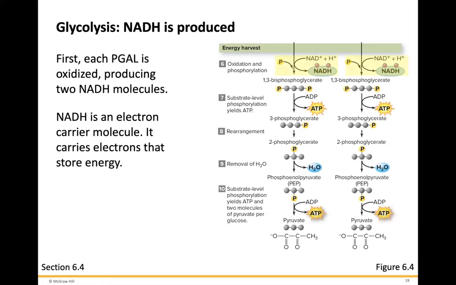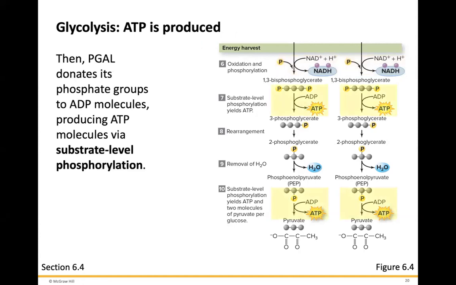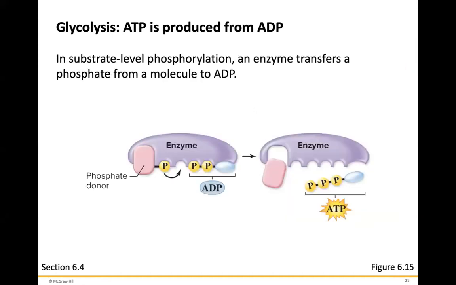During glycolysis, you also produce NADH. First, each pGal is oxidized, producing 2 NADH molecules. Now remember, NADH is an electron carrier molecule. It carries the electrons that store the energy. Then pGal donates its phosphate groups to the ADP molecules, producing ATP molecules by substrate level phosphorylation.